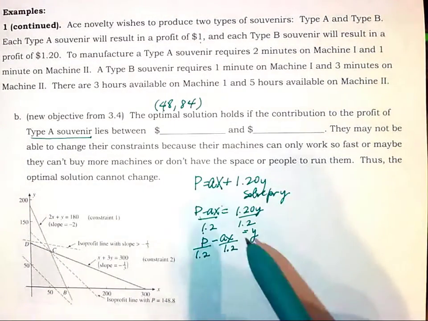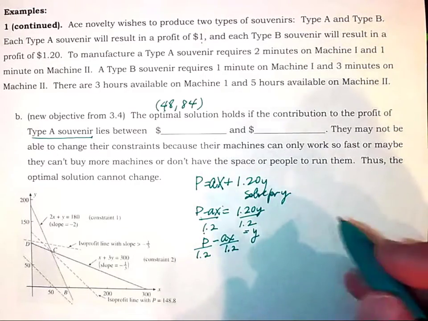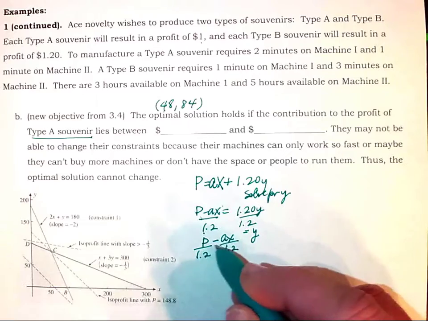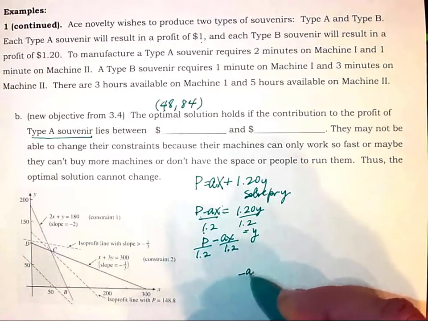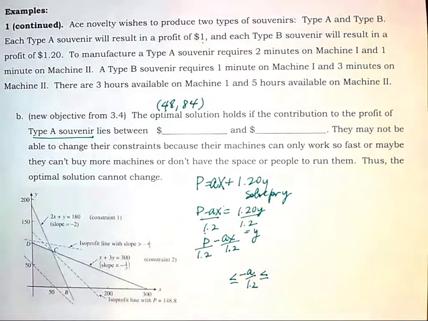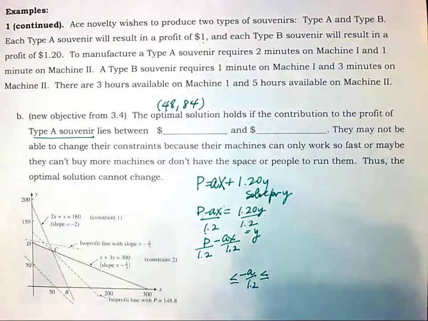But then you can clearly see what's sitting in front of that x, okay? So our goal here is to take what's sitting in front of that x, the negative a over 1.2, and we want to trap that in between the slopes of these two constraints.